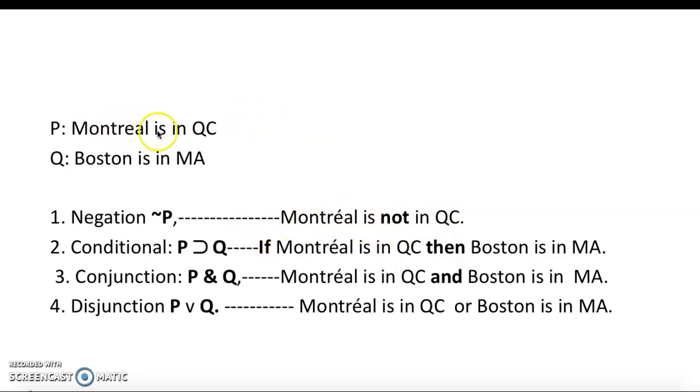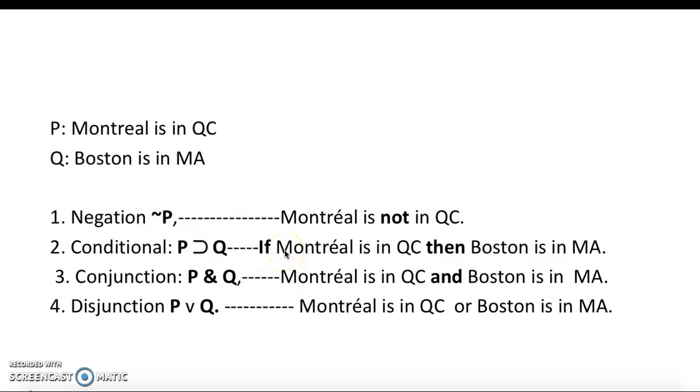Well, since "Montreal is in Quebec" is just P, and this is a simple sentence, and "Montreal is not in Quebec" is a complex sentence, we merely symbolize this with not P, because P means Montreal is in Quebec, so the negation of that is Montreal is not in Quebec. So "Montreal is not in Quebec" is symbolized into symbolic logic as not P.